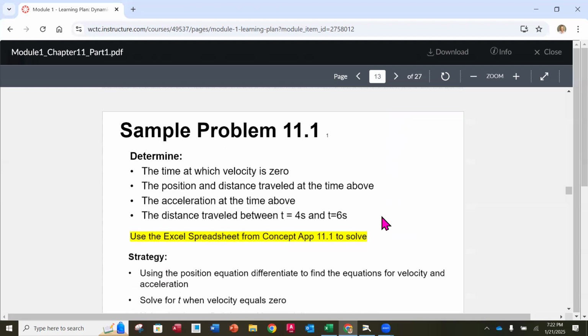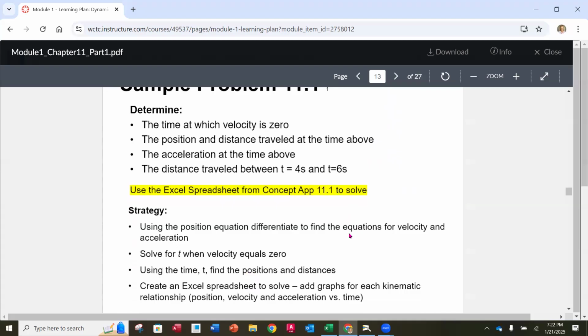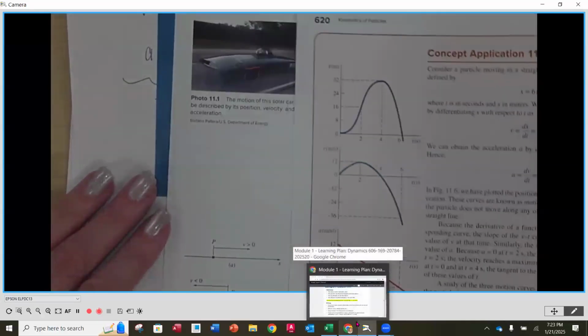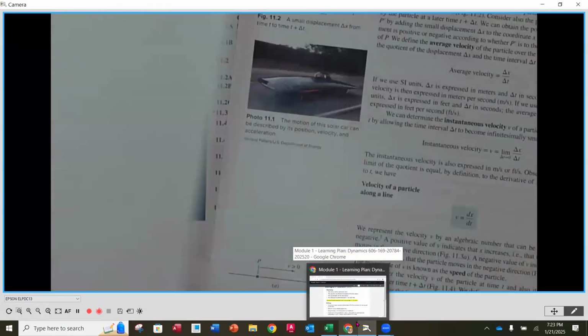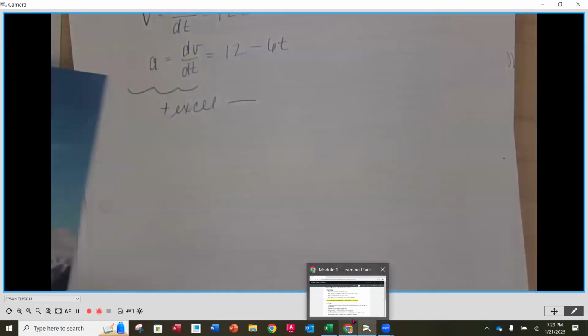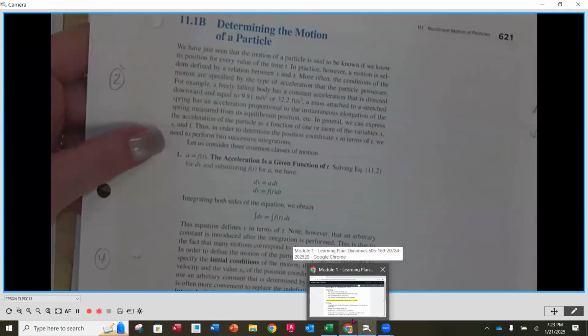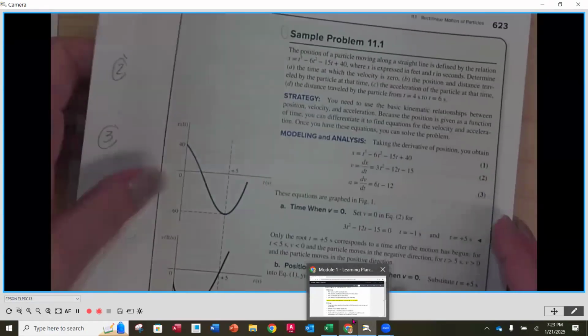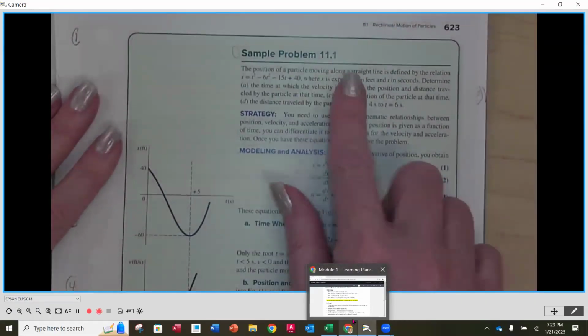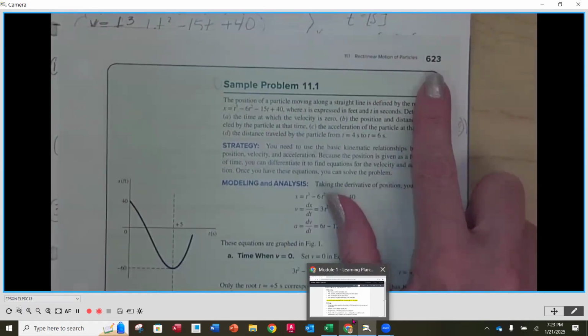So we are going to look first at sample problem 11.1, and we're going to take this one a little bit slower, because I want to generate an Excel spreadsheet to solve problem 11.1 using that same format that we saw in the concept 11.1. Okay, so let's look at our problem statement first. And that means that we need to go to sample problem 11.1. Sample problem 11.1 is on page 623.